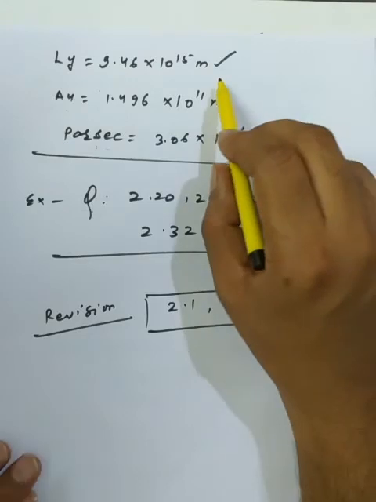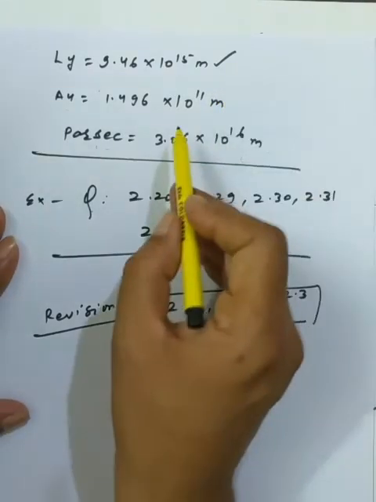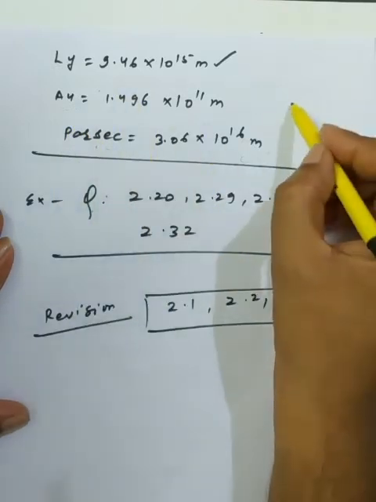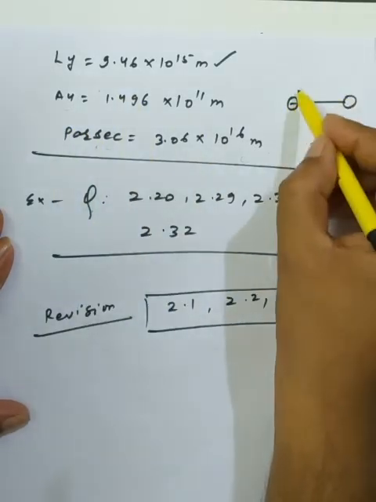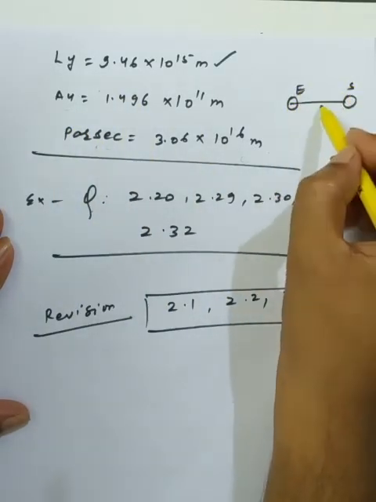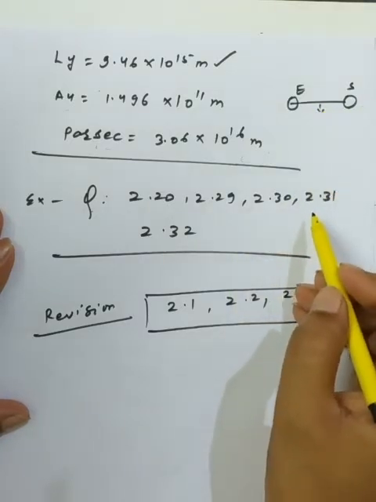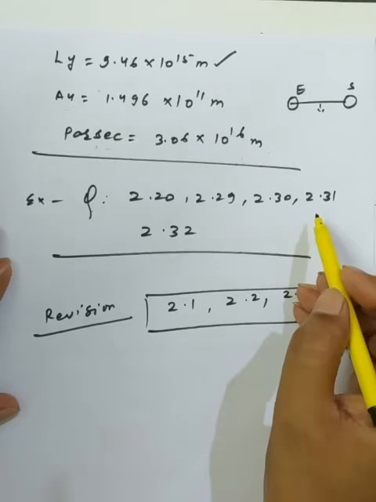So we are just getting the standard value 9.46 × 10^15 meter. The astronomical unit is simply the distance between the center of the Earth and the center of the Sun. It is the Earth and it is the Sun. So the average distance between the center of the Earth and the Sun is called the astronomical unit, 1.496 × 10^11 meter.